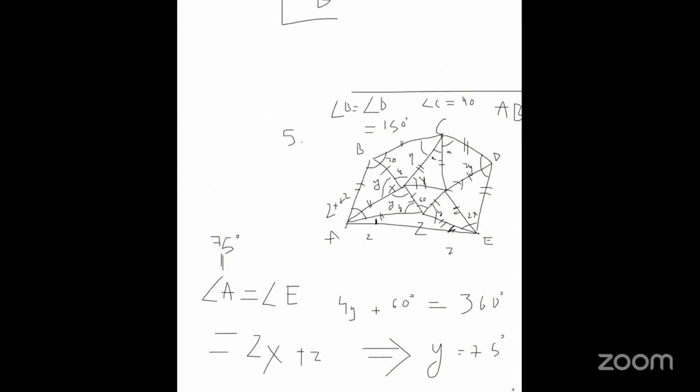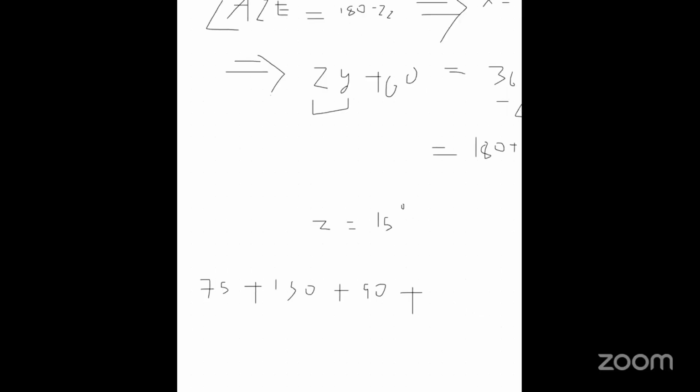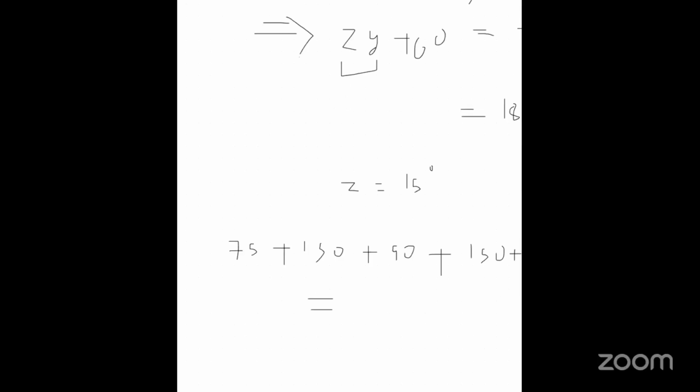Let's just quickly make a sanity check that these are correct. So if I add all of these angles, 75 plus 150 plus 90, these are the 5 angles, 150 plus 75. So 75 and 75 will make a 150, and you have 3 copies of 150. So it's 3 times 150 plus 90. And this all together combines to 540, which is what you expect.